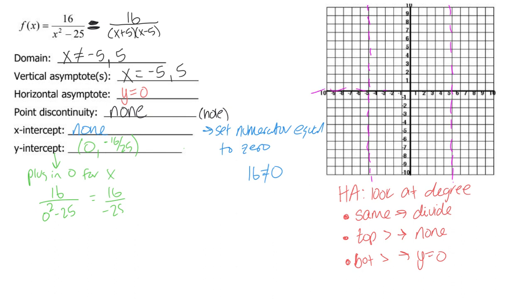I have a horizontal asymptote at 0. I do not have a hole that I need to draw, and I do not have an x-intercept that I need to draw, but I do have a y-intercept right here somewhere. You just estimate. And then the graph is going to approach these asymptotes, but never cross them. And they always go in opposite corners.